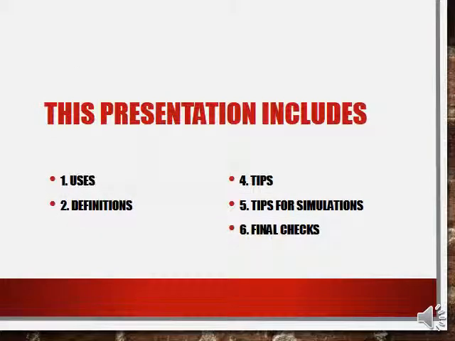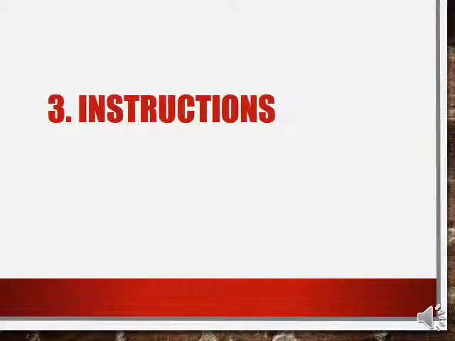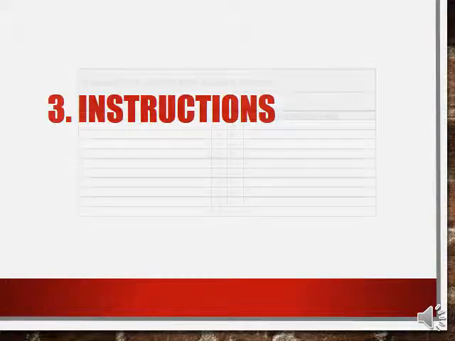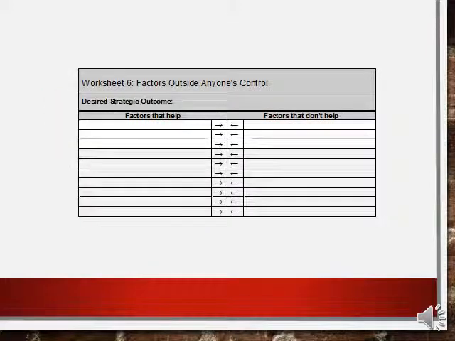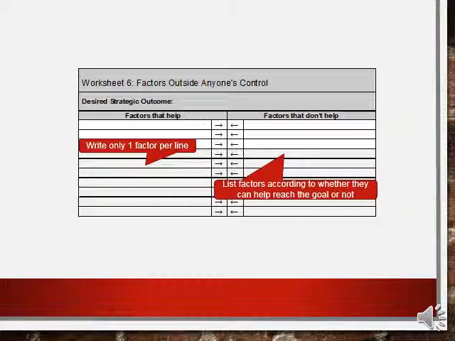Let's look at section 3, instructions for completing the worksheet. For Worksheet 6, there are 2 instructions. First, write only 1 factor per line, and second, list factors according to whether they can help reach the goal or not.